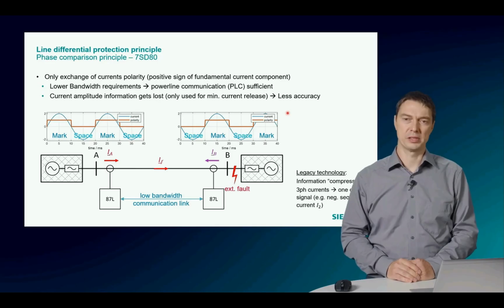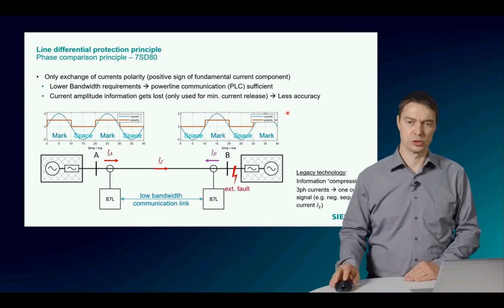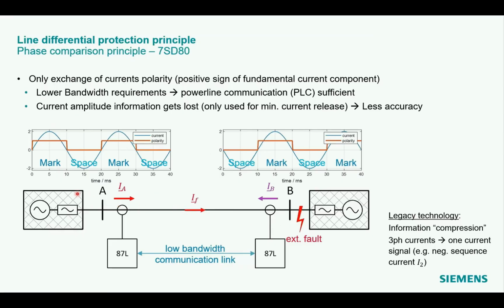In this example here, we consider an external fault condition. If the measured current is positive, we transmit a signal to the remote end, which is here called mark. Otherwise, no information is sent. Space. This is done at both terminals.